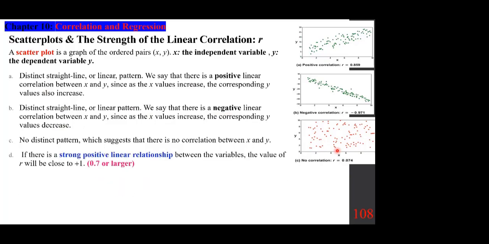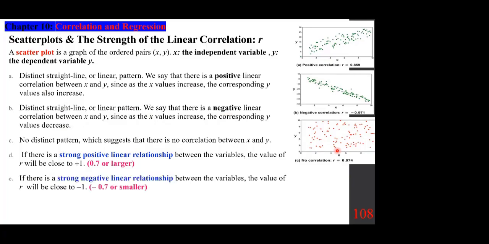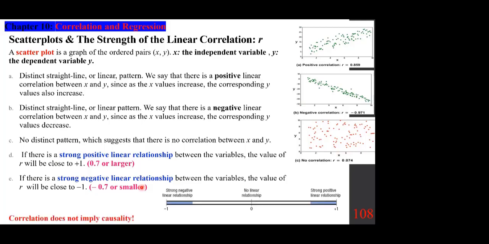If there is a strong positive linear relationship between the variables, the value of r will be close to 1, normally 0.7 or larger. If there is a strong negative linear relationship, this time the value will be close to -1, like negative 0.7 or smaller. Correlation does not imply causation or causality. So going back to the question, let's find part A, or the linear correlation.